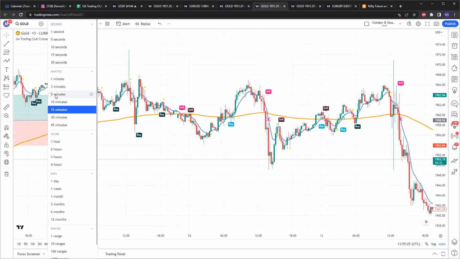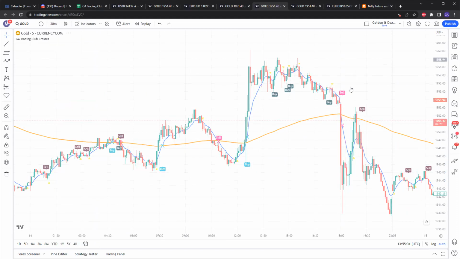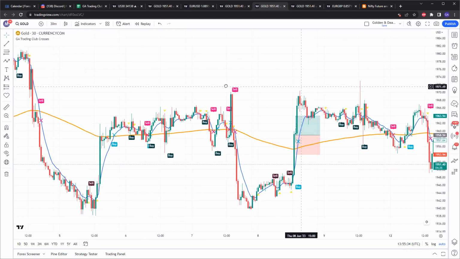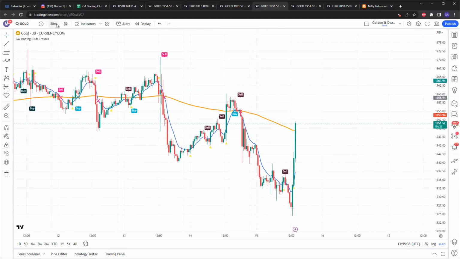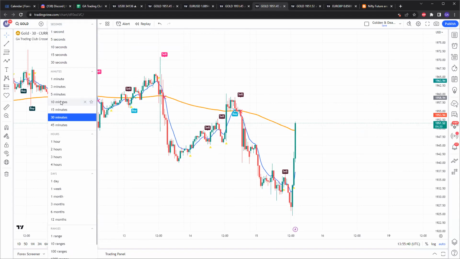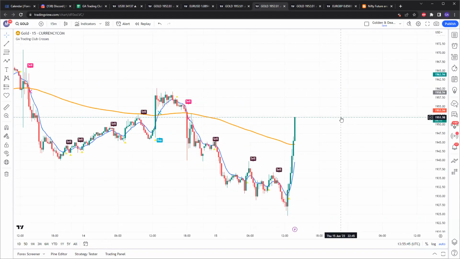Maybe gold on the 5-minute might be better for the cross. No, that's still weird. Let me see 30 minutes. The thing with gold is the ranging. For the crosses, you really don't want something that's ranging because you might get trapped in locking orders or something.